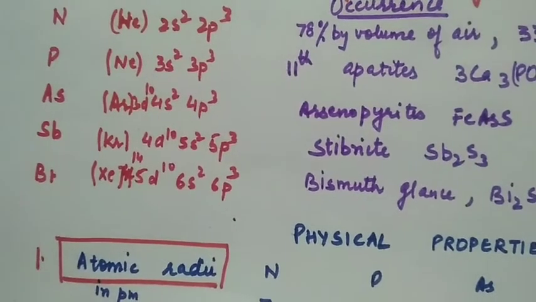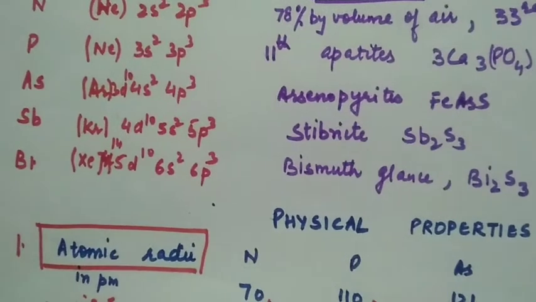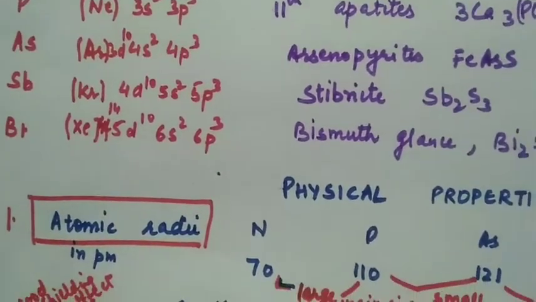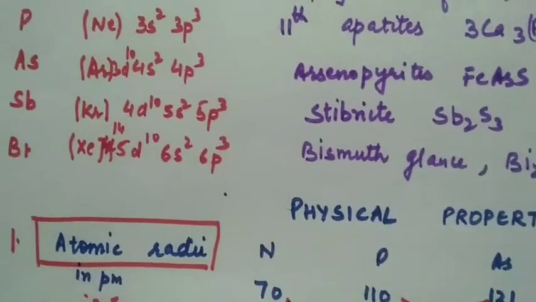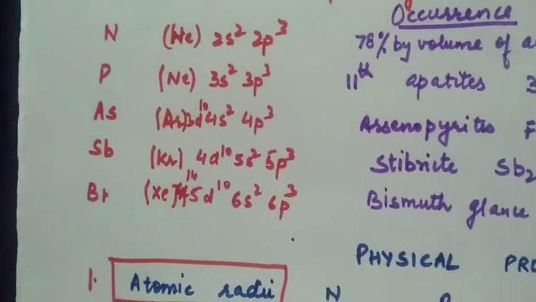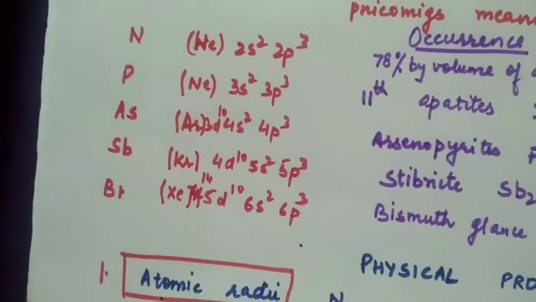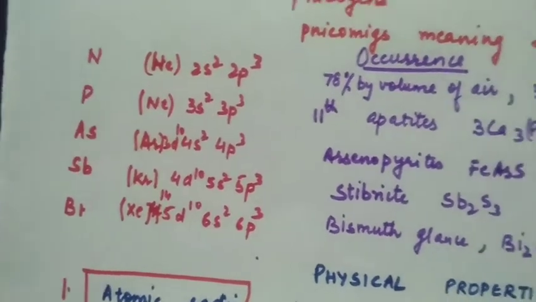Antimony is the configuration of krypton, then 4d10, 5s2 and 5p3. And bismuth is xenon, 4f14, 5d10, 6s2 and 6p3. So the last shell always has ns2 and np3 electrons.